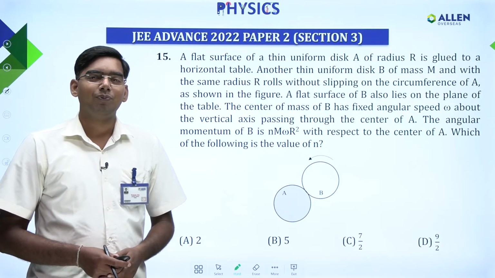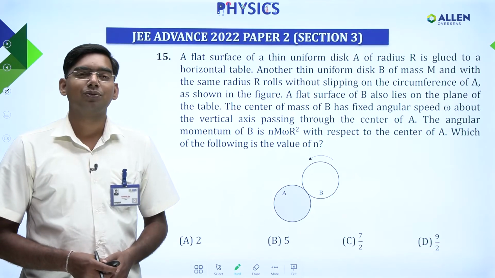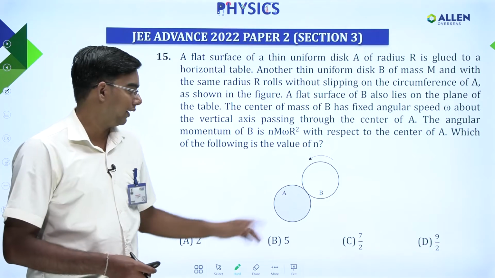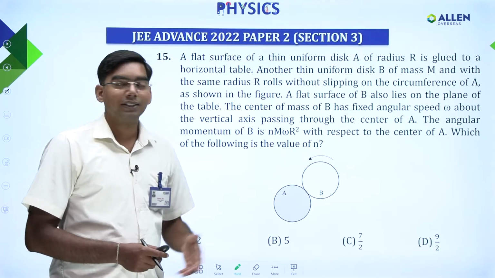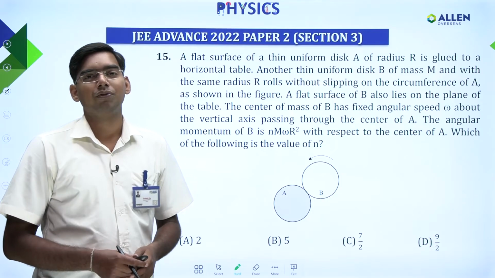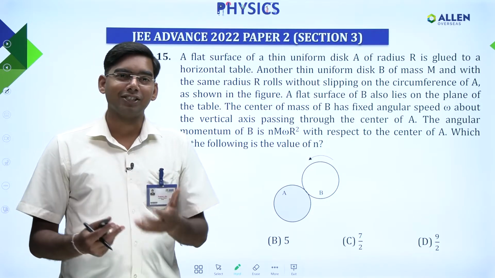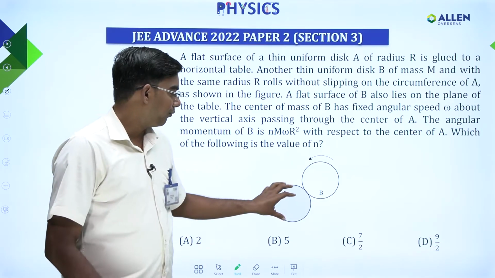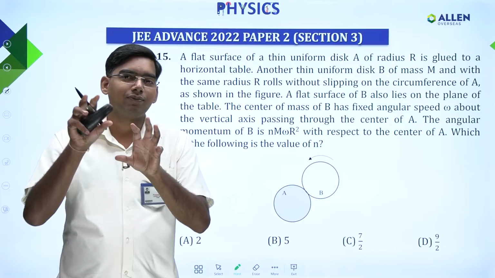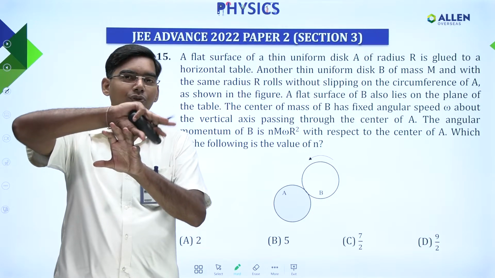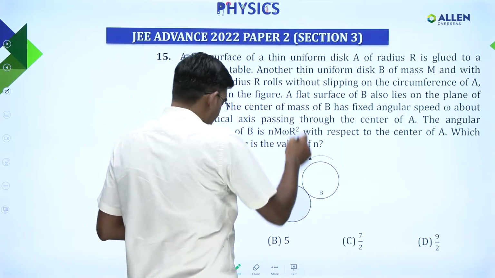The center of mass of B has a fixed angular speed omega about the vertical axis through the center of A. Fine. The angular momentum of B with respect to the center is something like this. Which of the following values can be for N? Alright, pretty big question, but trust me, it's not that difficult. How? See, what is the situation first? We have this disk over here and we have another disk. Now this disk is fixed and this one rolls over this disk. How is it rolling? Without slipping, right? It's written, it rolls without slipping.